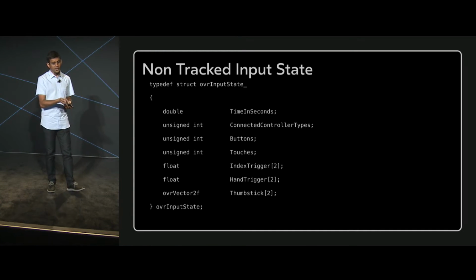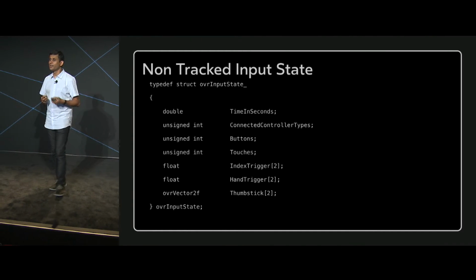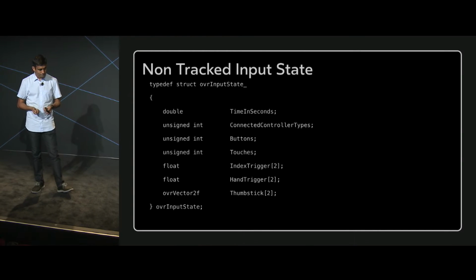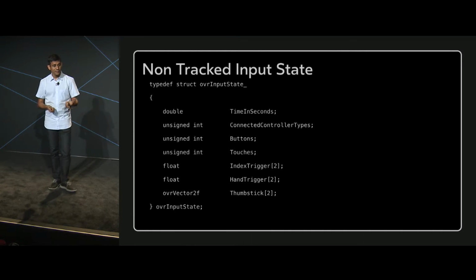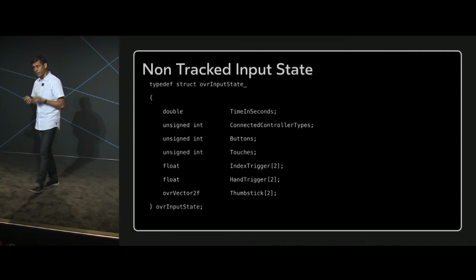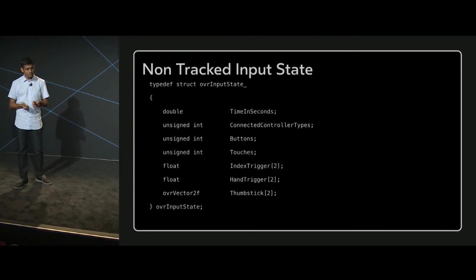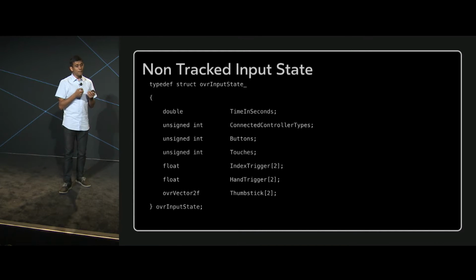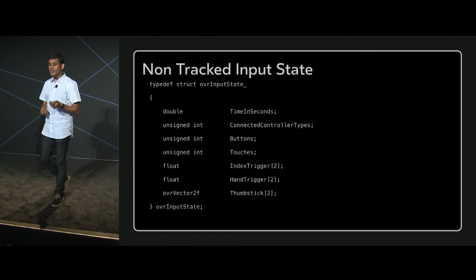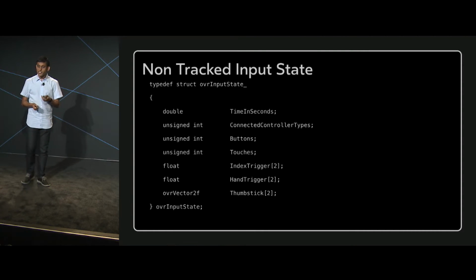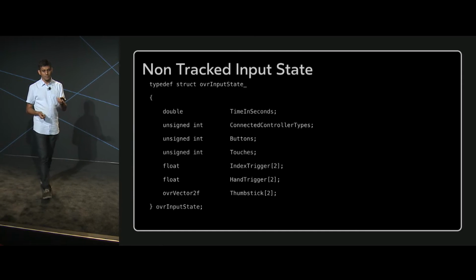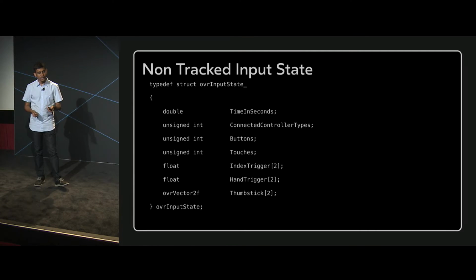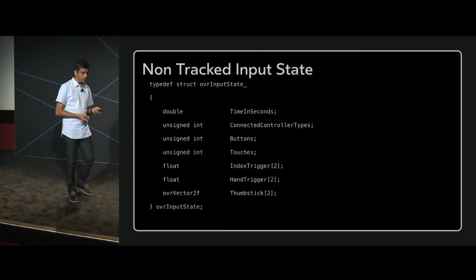There is a connected controller type field, which basically gives you connectivity status. It tells you whether the left controller is connected, or the right controller is connected, or both of them are connected. Then we have a bit field called buttons, which gives you a boolean per button, whether it's pressed or not pressed. We have another bit field called touches, which is the same set of enums on a per-button basis. It tells you if the finger is touching that button or not. Touching a button is just a touch state. It doesn't mean that it's been pressed. So the button state tells you whether it's pressed or not, and the touch state just tells you whether somebody is touching the button or not.